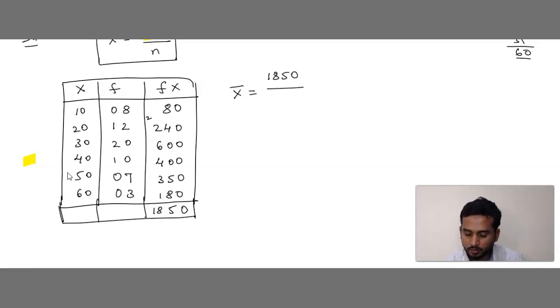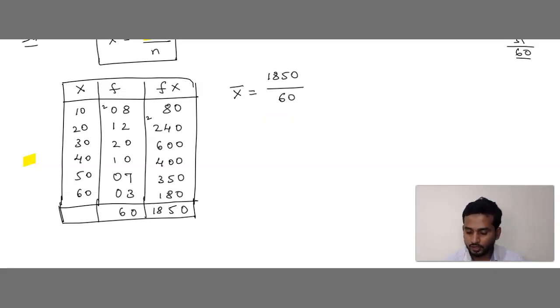1850 divided by n. N means we have to add all frequencies, right? 8 plus 2 is 10, 10 plus 7 is 17, 17 plus 3 is 20, 2 carry, 3, 4, 5, 6, that's nothing but 60. Again, can you check? 8 plus 2 is 10, 10 plus 7 is 17, plus 3 is 20, 0 and 2 to carry, 2 plus 1 is 3, 4, 5, 6. Yes, it is 60. The value of n is 60.